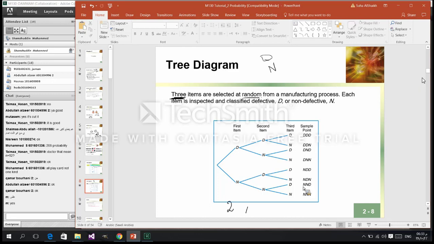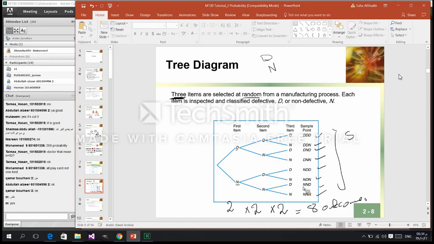Now, 2 outcomes in the second time, and 2 outcomes in the third time. So the result is 8 outcomes in my sample space. As you can see, the sample space will be DDD, or DDN, or DND, or DNN, or NDD, or NND, and so on with the options. How many of them do we have? We have 8 outcomes. So this is my sample space for the experiment. Okay, is that clear here?